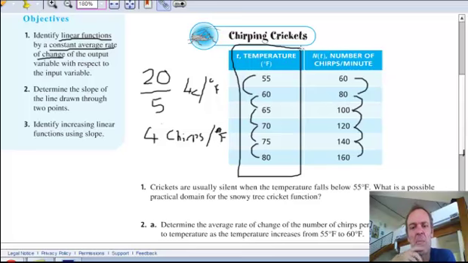So the practical domain for this one is 55 to 80, but you could go down if you want to. You could start at 0 degrees Fahrenheit. It's logical, somewhere in Denver it's going to be 0 degrees. You get up to 110. Those are the practical domains. Now, determine the average rate of change. We've done that. With respect to temperature, it's 4, because it went up by 20 for 5 degrees, which is 20 divided by 5, so it goes up 4 chirps per degree.